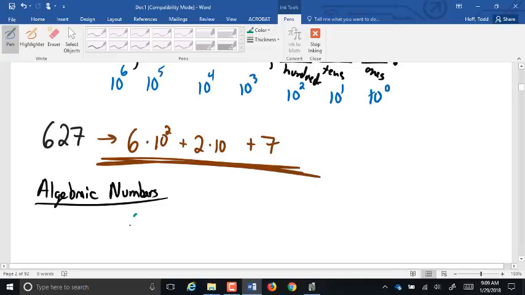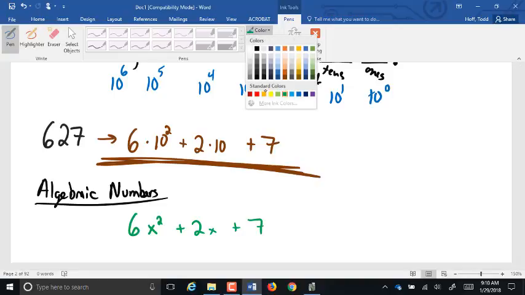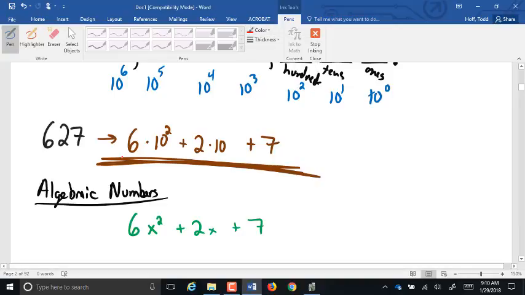I'm going to show you an algebraic number. Like that, 6x squared plus 2x plus 7. Notice the similarities here between that and the 6 times 10 squared plus 2 times 10 plus 7. Here, the place values were ones, tens, and hundreds. Ones, tens, and 10 squareds. Down here, the place values are ones, x's, and x squareds.